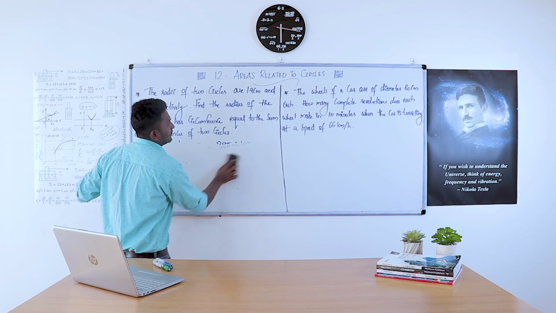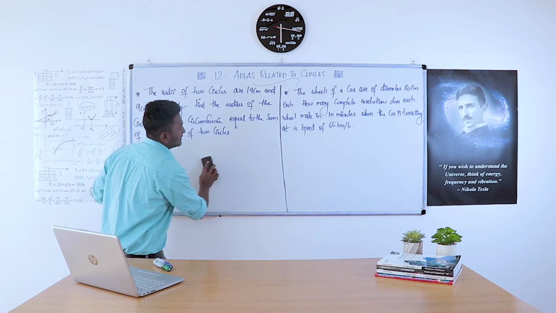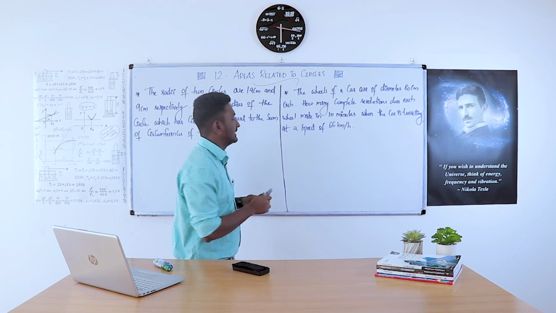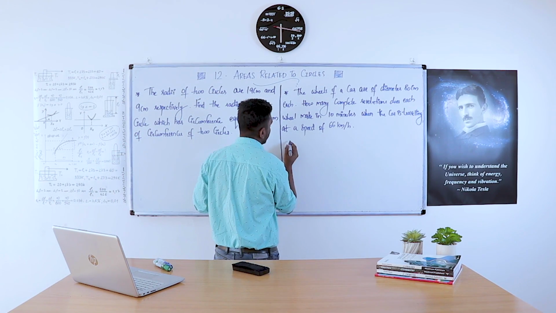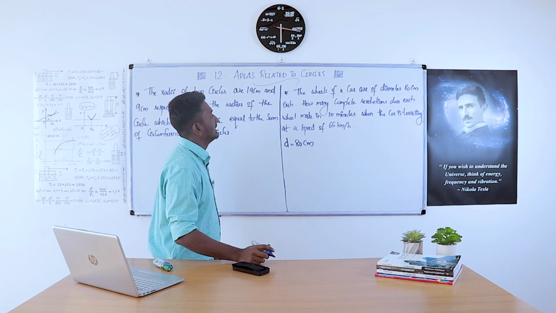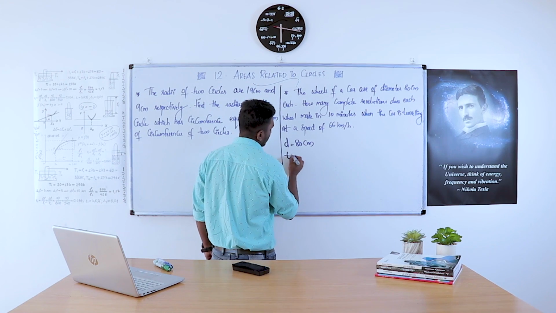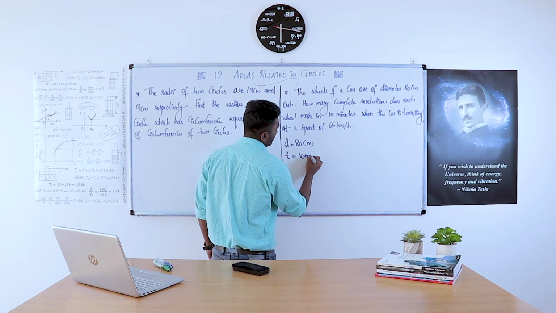The wheels of a car are of diameter 80 centimeter. So diameter is given as 80 centimeter. How many complete revolutions does each wheel make in 10 minutes? So time is given, 10 minutes.